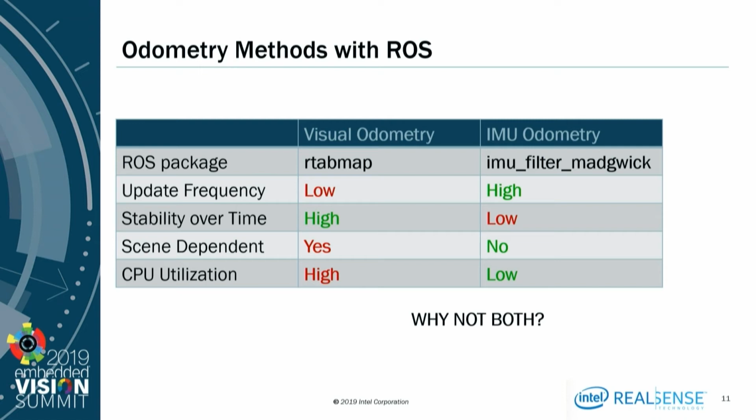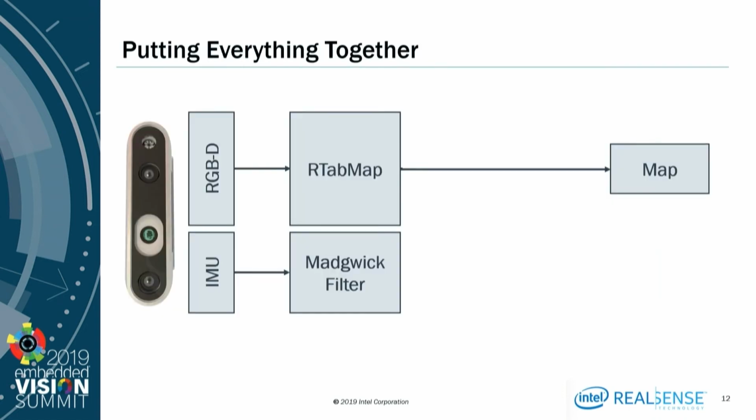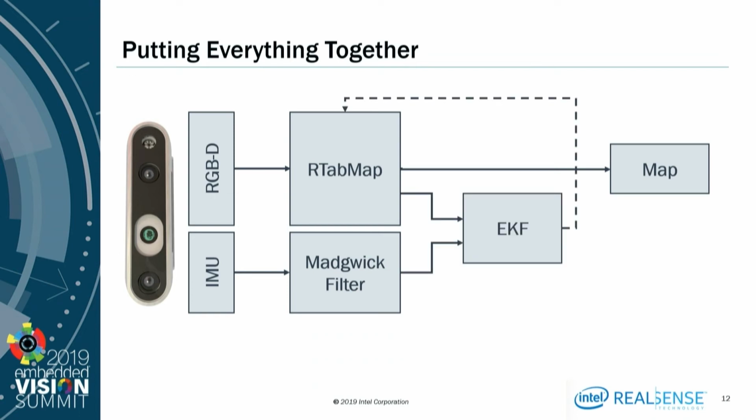So the natural question is, why not have both? And this is exactly what we're going to do. We're going to take the RGB plus depth data from the camera and pass it through RTABMap. And we're going to take the IMU data and pass it through an IMU filter. In this case, we're using the Madgwick IMU filter, also available in ROS. In addition, we're going to introduce a higher level Kalman filter node so that the camera transform will get updated in high frequency with the IMU samples, but then get corrected every once in a while from RTABMap.